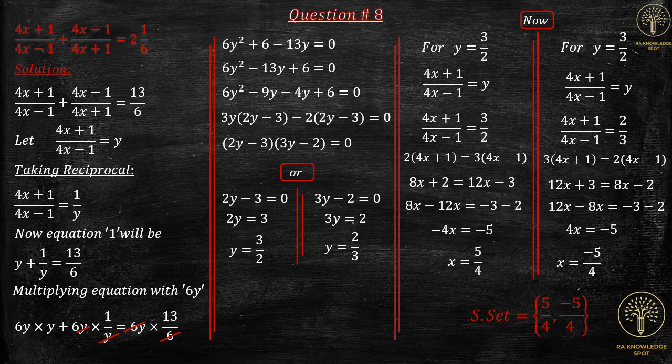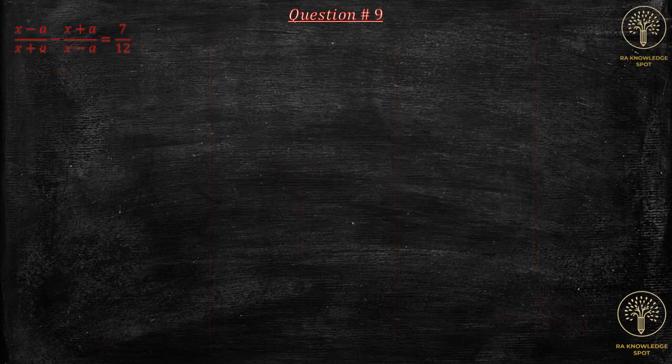Now moving towards the next part. Here is the question, the same question students. You can see this is x minus a, x plus a, x plus a, x minus a. You just guess by yourself. Now what is the thing that we are going to take equal to y? You can take any one students, either x minus a by x plus a or x plus a by x minus a. No problem with this term. What I have done, I have just taken x minus a divided by x plus a is equal to y.